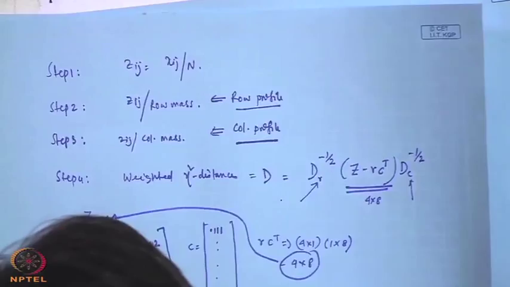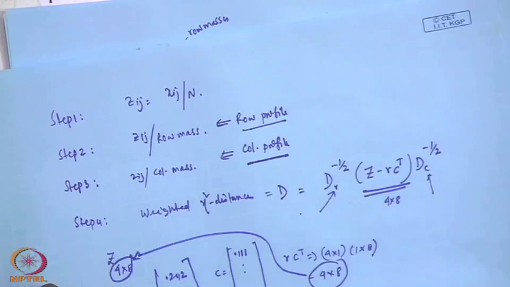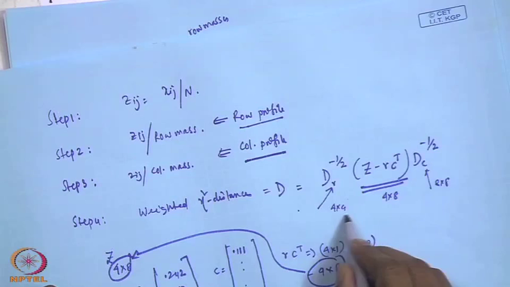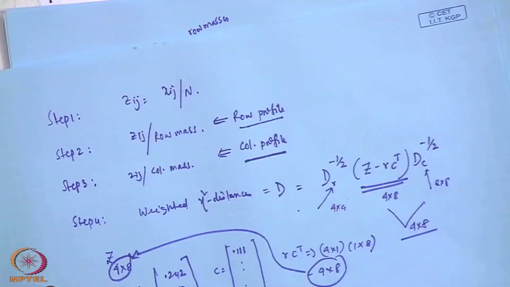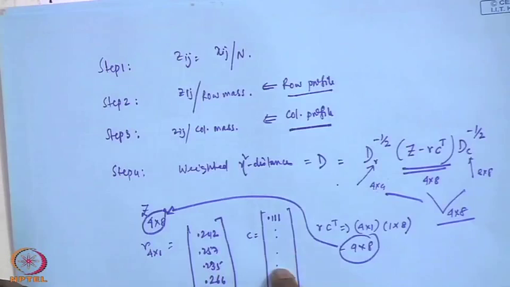Okay. So, what will happen ultimately, by Dr minus half you are taking the inverse and then the square root of the inverse, basically what you are doing here. So, if I say like this, 4 cross 4, then 8 cross 8, then this will be 4 cross 8, ultimately your resultant matrix will be 4 cross 8. Total matrix will be 4 cross 8. This is what is chi square distance, and if you use this formulation, your r, c, Dr, Dc, everything is available because you have the contingency table, the data is given to you.